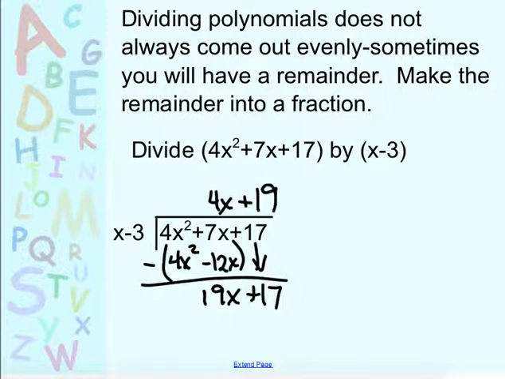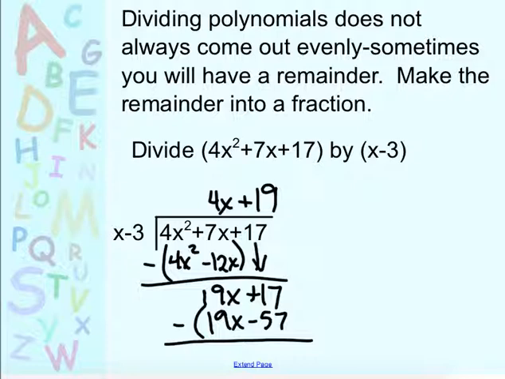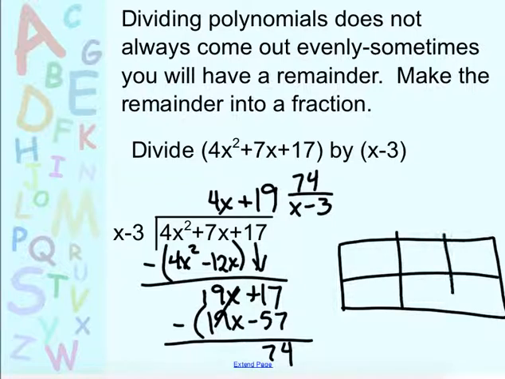So I say 19 times x is 19x, and remember I'm subtracting this amount. And then 19 times a negative 3 is a negative 57. Okay, now the 19x's go away, that's good. But the 17 minus a negative 57 is going to give me a positive 74. That doesn't end up working out very well. But remember that when we have long division, I can have a remainder. And this is where I say that my remainder is 74 divided by x minus 3. So we have this 4x plus 14, and we have a remainder of 74 over x minus 3. Now similarly, we're going to use this box method in order to see what happens here.